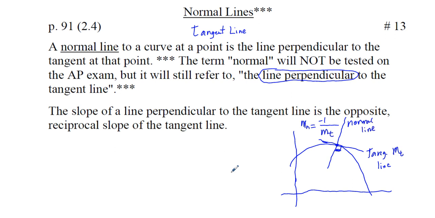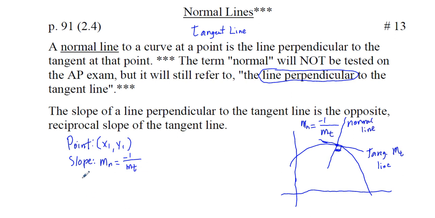As far as what is needed to find a normal line, we need pretty much the same things that are needed for a tangent line. We need a point, a coordinate pair that I'm going to call x1, y1. And we need to have a slope. The slope is going to be m sub n, which is -1 over m sub t.